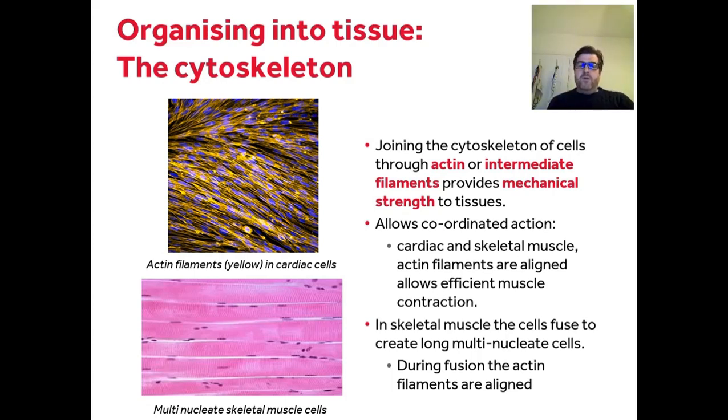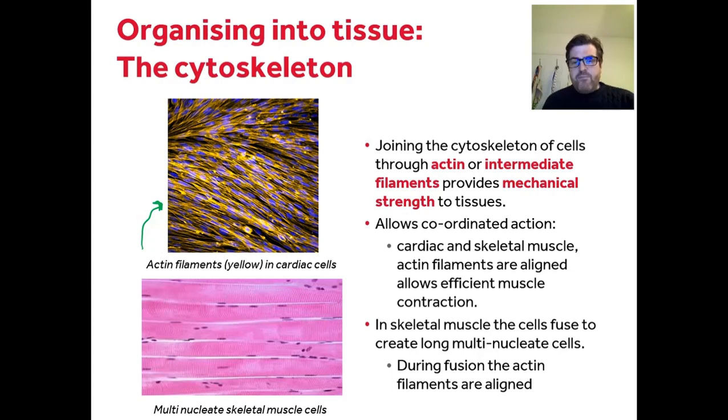So, for example, in cardiac and skeletal muscle, we can get a coordinated form of action or contraction of the muscles, because the actin filaments are aligned in the same direction, and that allows efficient muscle contraction. So this is cardiac muscle cells, where we're seeing in the yellow, that's the actin filaments, and you can see the neighboring cells, the filaments are all aligned together and they actually connect with one another.